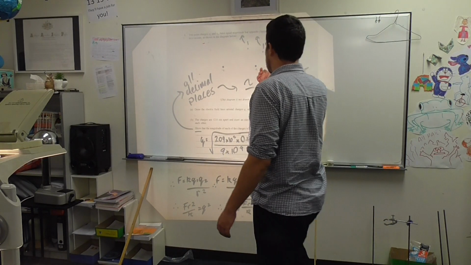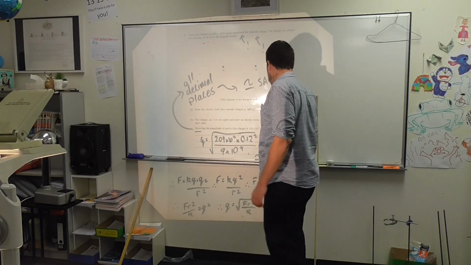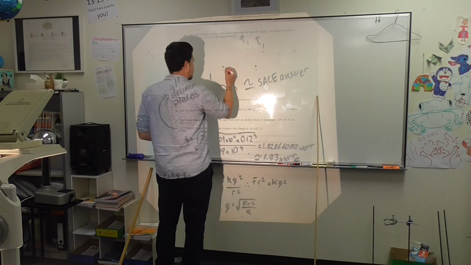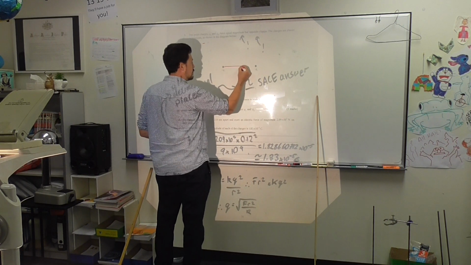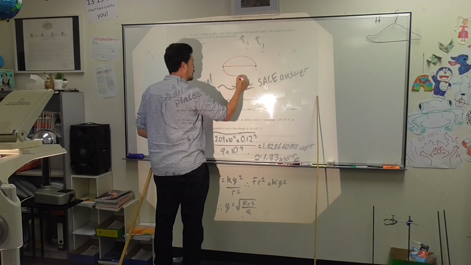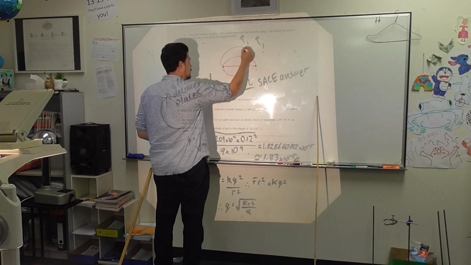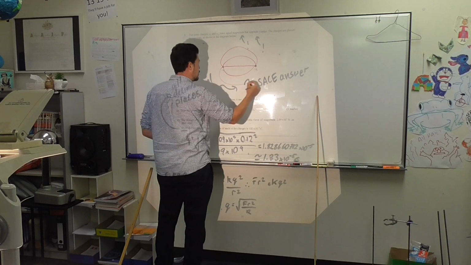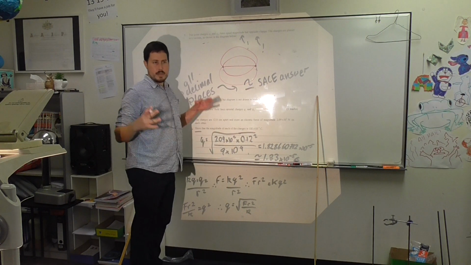When you see a positive and a negative and they're going to attract, you draw it like this. Straight line between them and curved lines like that. So that's what we saw there. And that's where they pull.